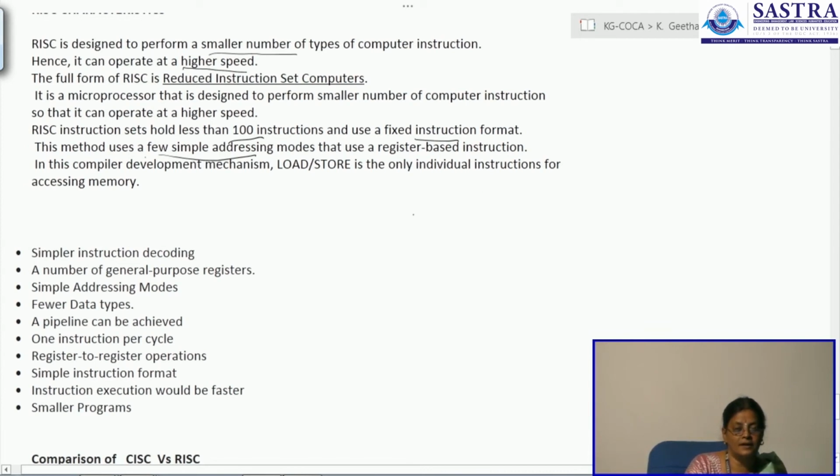Now coming to the highlights of the RISC characteristics, we have a simple instruction decoding mechanism and only a very small number of general purpose registers. Because the complexity is not enforced on the instruction, it follows simple addressing modes, and very few data types are used or declared.